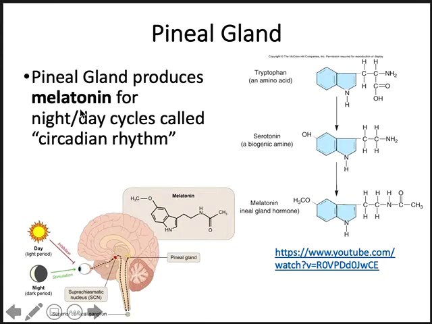Melatonin has a very important role in your night-day cycle, circadian rhythms. When you're exposed to light, especially sunlight, but any light will do, you actually inhibit the melatonin. And when it becomes dark, you start to produce more melatonin.